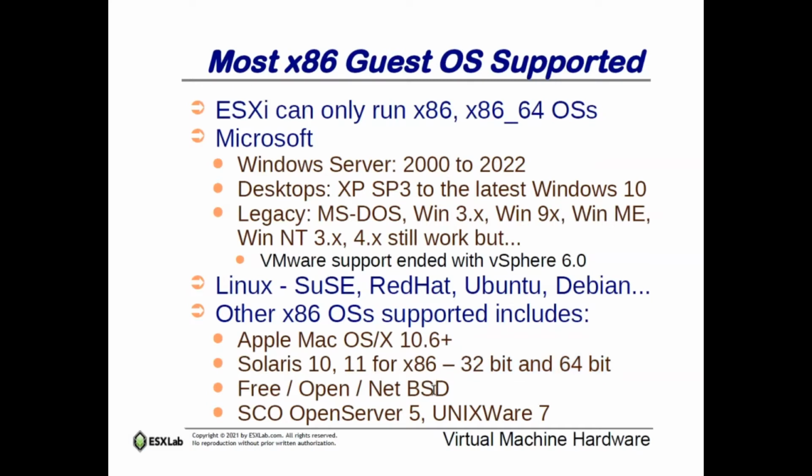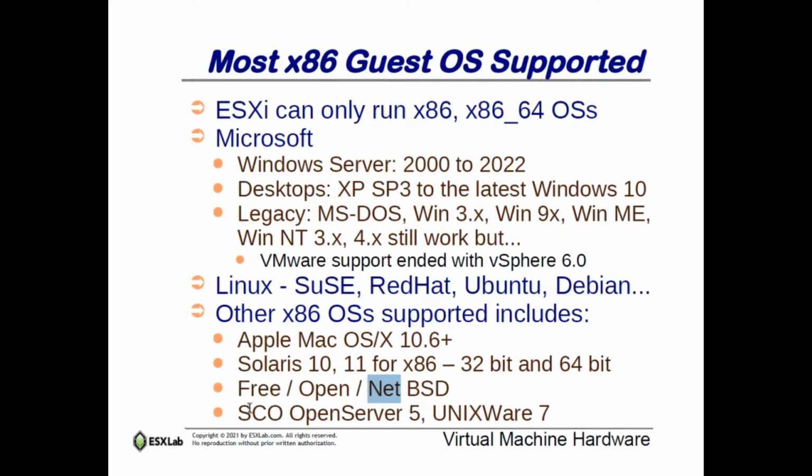There is a family of Unix operating systems called BSD, Berkeley Software Distribution. There's the free distribution, the open or net. So it's FreeBSD, OpenBSD, NetBSD. These are different distributions of the base BSD operating system. They work great in a virtual machine.